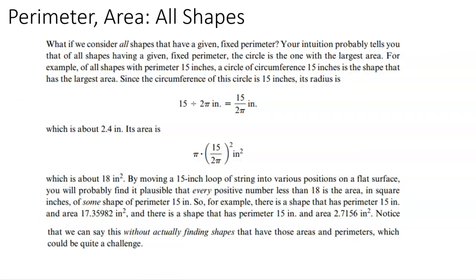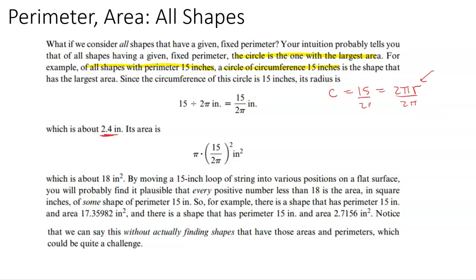So if we consider all shapes with a given fixed perimeter, then maybe you have this idea that the circle will be the largest area. So if we have all shapes with a perimeter of 15, which means the circumference is 15, then the circumference of this circle is 15 inches. So again, they're doing this calculation. If we know that the circumference is 15, we can calculate 2 pi r. We can figure out the radius by dividing both sides by 2 pi, which is what they're doing here. And they're telling us, okay, that's about 2.4.